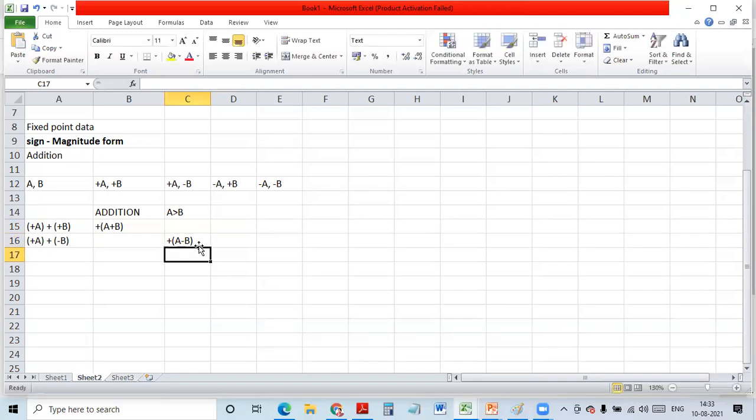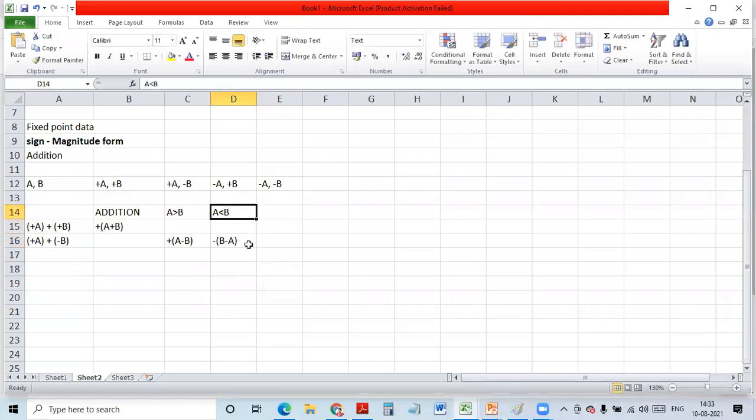So now the operation is A minus B and the result is plus because A has a positive sign. If A is lesser than B, what operation will I perform? B has the higher magnitude, so I will perform B minus A. And what is the sign of the result? Whatever the sign of B is, minus, that will be taken for consideration. So minus of B minus A.